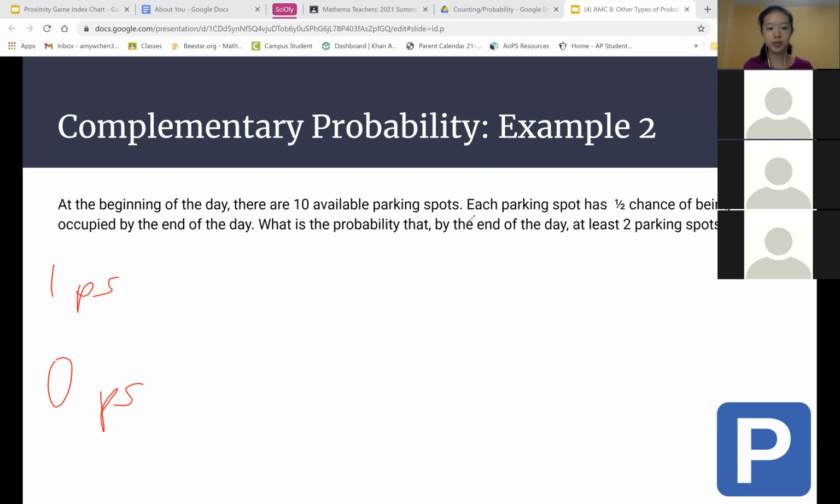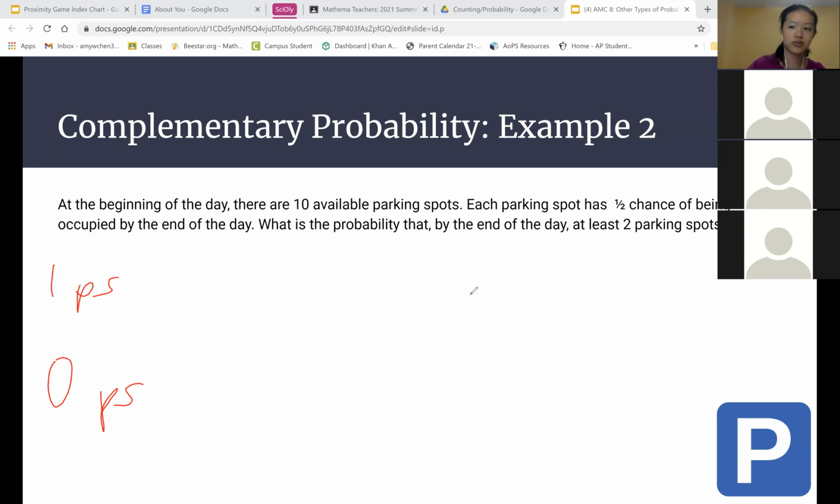So now we just need to calculate the probability that will happen. So what's the probability that only 1 parking spot is going to be open by the end of the day? Yeah, Manit, or wait, let me see. Is that Manit or Manit? Sorry. That would be, yeah, Manit.